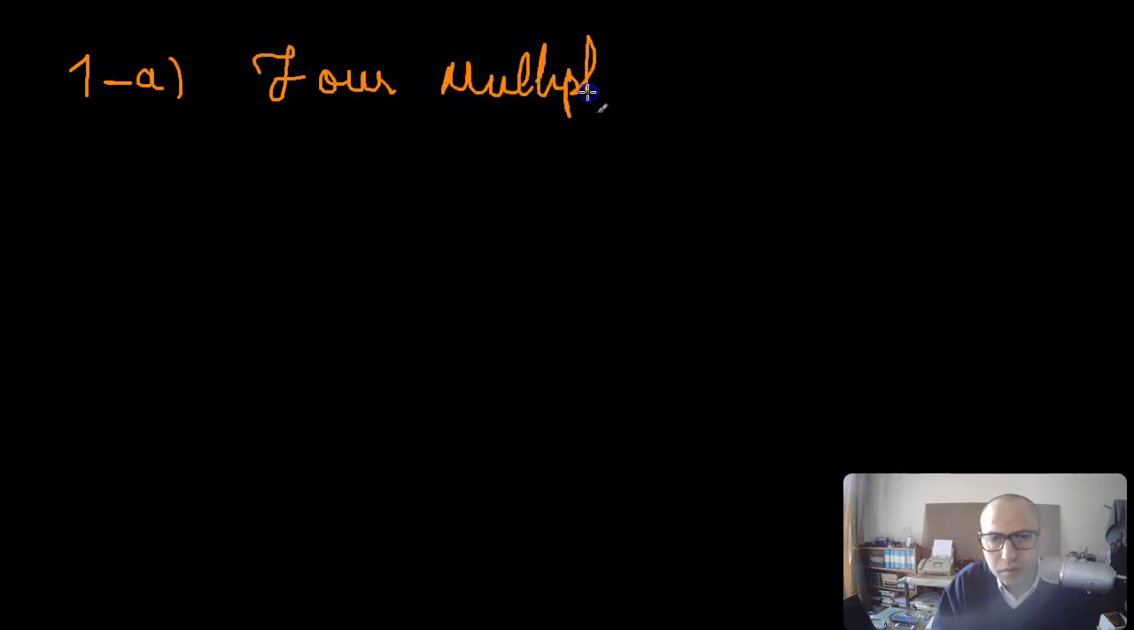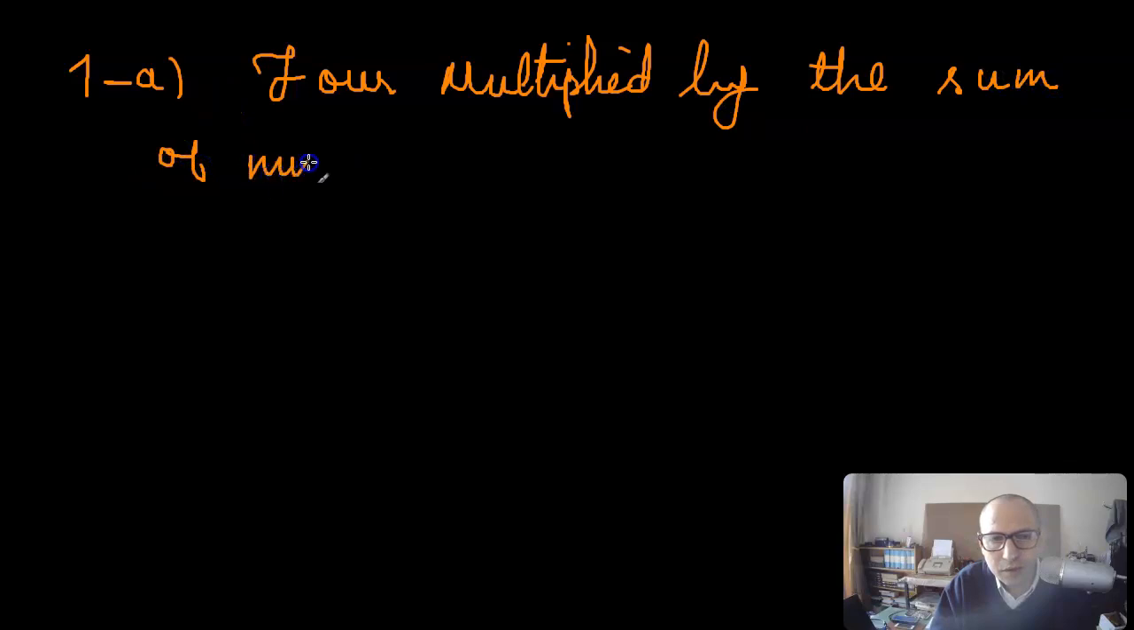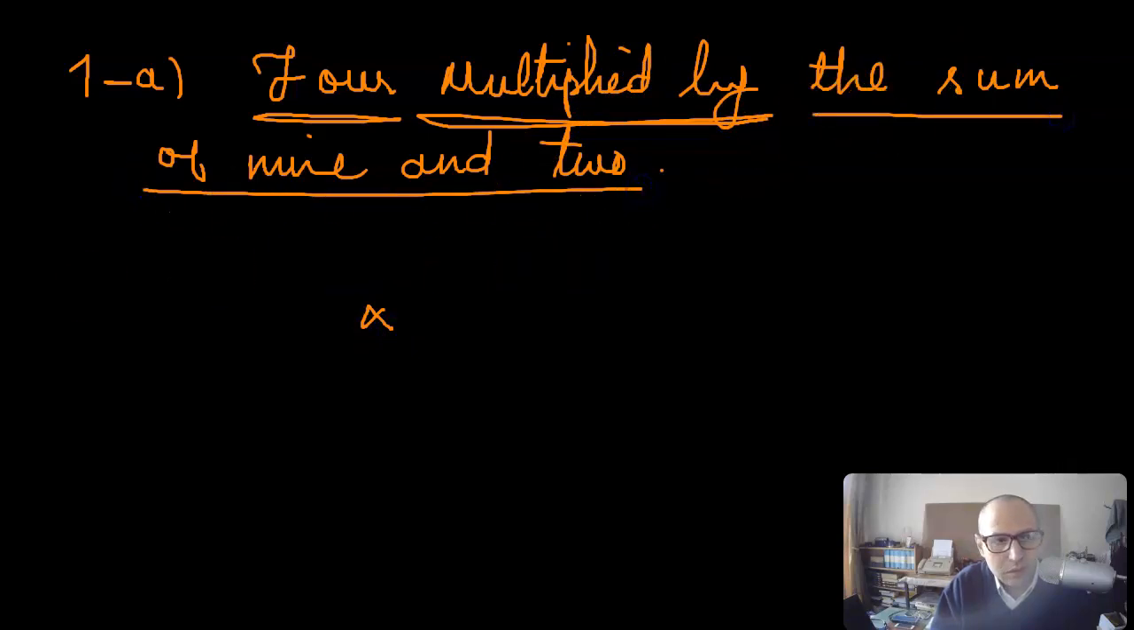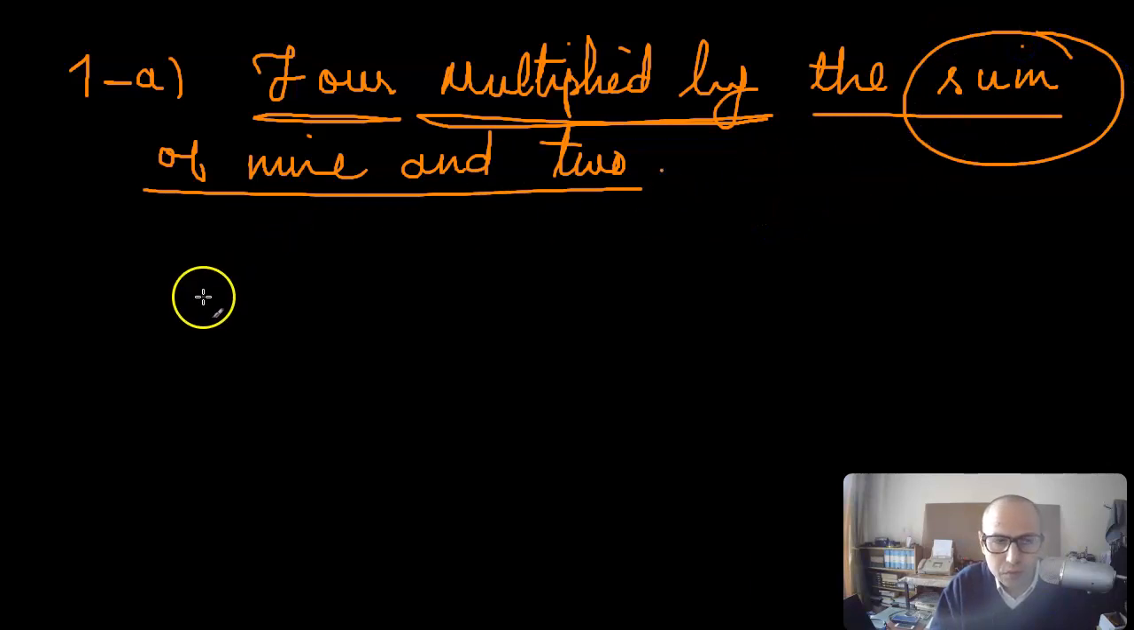Now you see, for example, over here, question 1 part A is 4 multiplied by the sum of 9 and 2. The sum of 9 and 2. So, how do you write this? You have 4, which is a number, multiplied by, which means multiplication, the sum of 9 and 2. The sum of 9 and 2 means, when you see the word sum, that means addition.